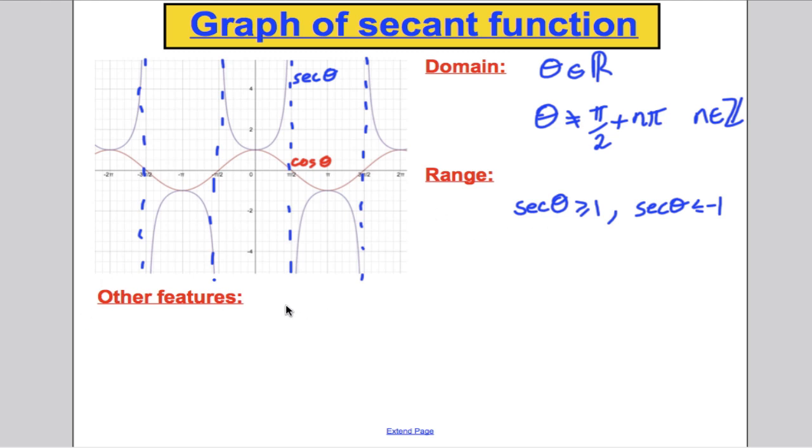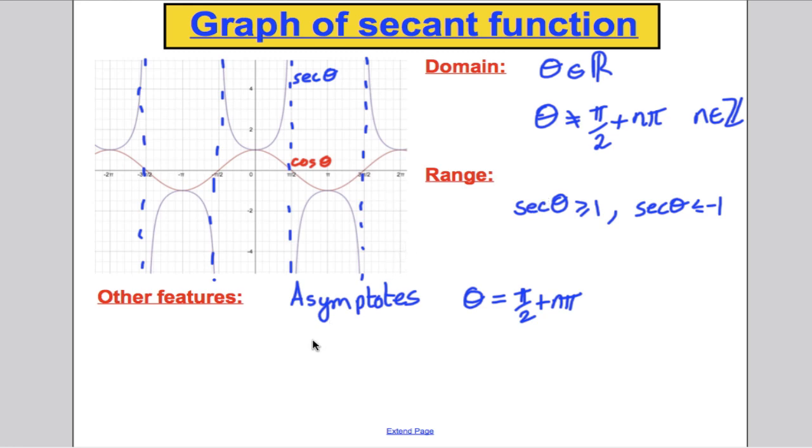Some other common features, well, the asymptotes. We've already talked really about where the asymptotes lie. The asymptotes are the points at which the graph becomes undefined, and they are at the points theta is pi by 2 plus n pi. At those values, at those lines, these are lines defined here, this function is not defined, has an asymptote.